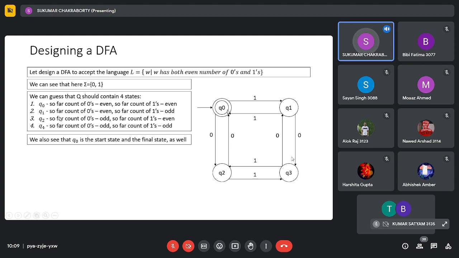And how did we design it? How did we decide that there are four states, that you should be able to get from this, right?